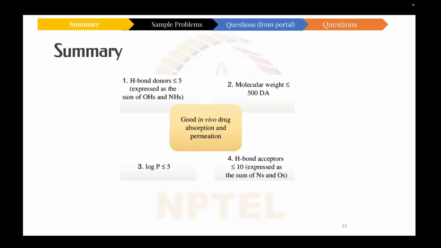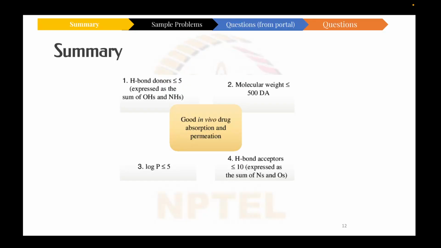Lipinski's rule of 5, formulated by Dr. Christopher Lipinski in 1997, is a set of guidelines used in drug discovery to assess the drug likeness or pharmacokinetic properties of potential drug compounds. These guidelines are based on empirical observations and aim to predict the likelihood of a compound being orally available, which is crucial for its effectiveness as a medication. The rule of 5 includes molecular weight, lipophilicity, that is log P value, hydrogen bond donors and hydrogen bond acceptors.